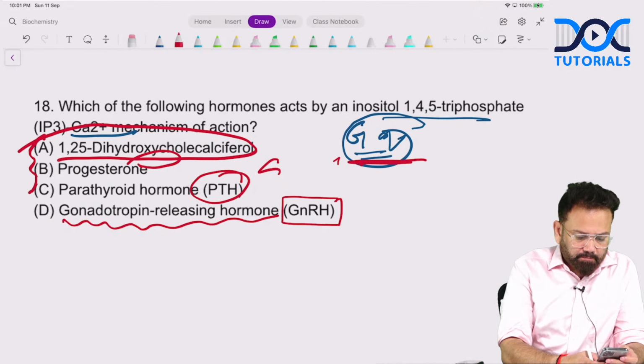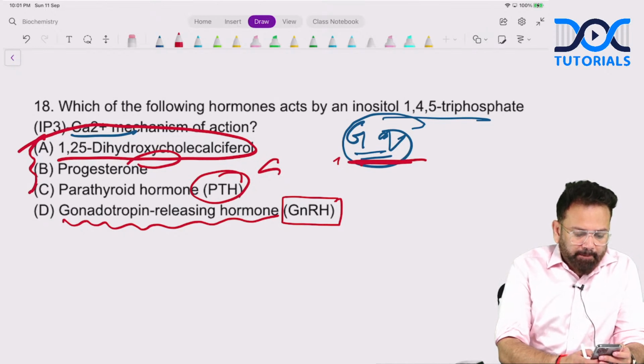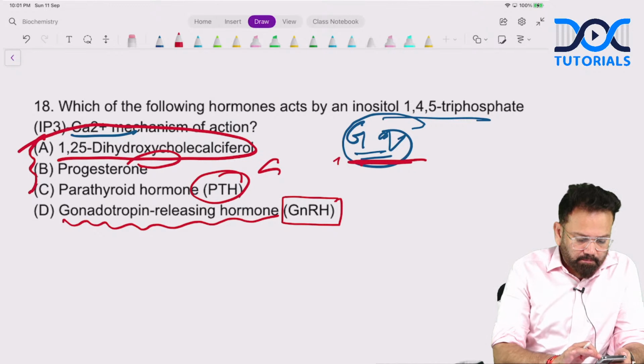Let me check. I don't know why I cannot see the comments. Why are comments not visible to me? My network, I think, is. Just give me 1 second. Okay.